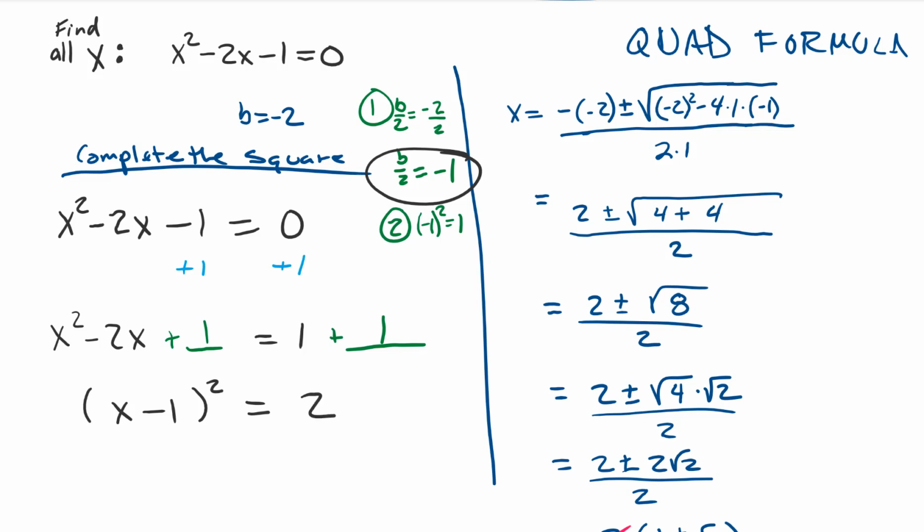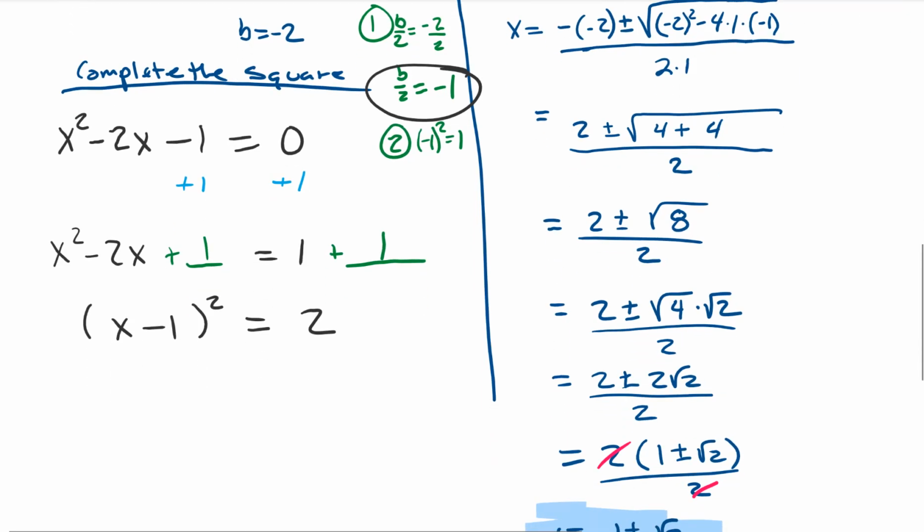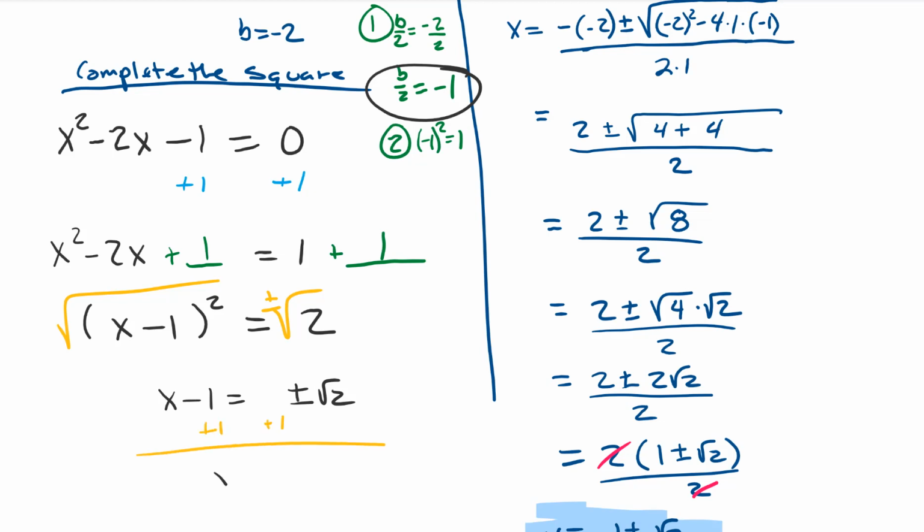Now you hit it with a square root on both sides of this equation, but don't forget your plus or your minus. Always put the plus or minus on the number. Now that square root gets rid of that square, leaving us with x minus 1 is equal to plus or minus root 2. Now add the 1 over. Ta-da! And there's your solution.